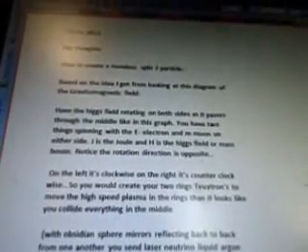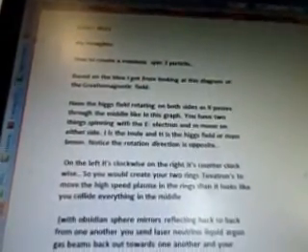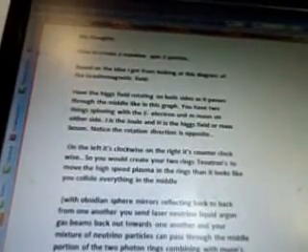How to create a massless spin-2 particle. Based on the idea I got from looking at the diagram of the gravitomagnetic field. Have the Higgs field rotating on both sides as it passes through the middle, like in this graph. You have two things spinning with the electron and muon on either side. J is the Joule and H is the Higgs field or mass boson. Notice the rotation direction is opposite. On the left it's clockwise, on the right it's counterclockwise, so you could create your two rings, Tevatrons, to move the high-speed plasma in the rings.